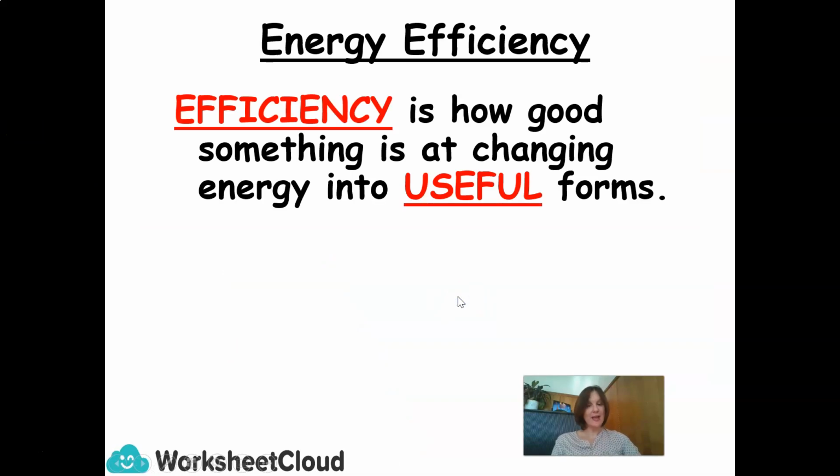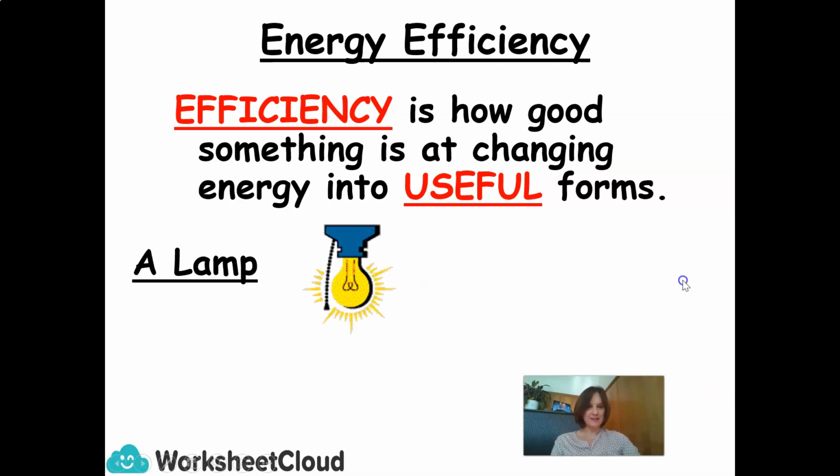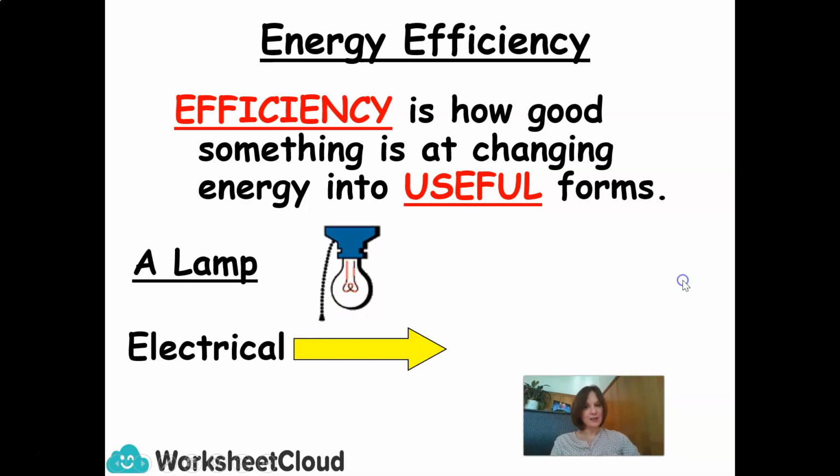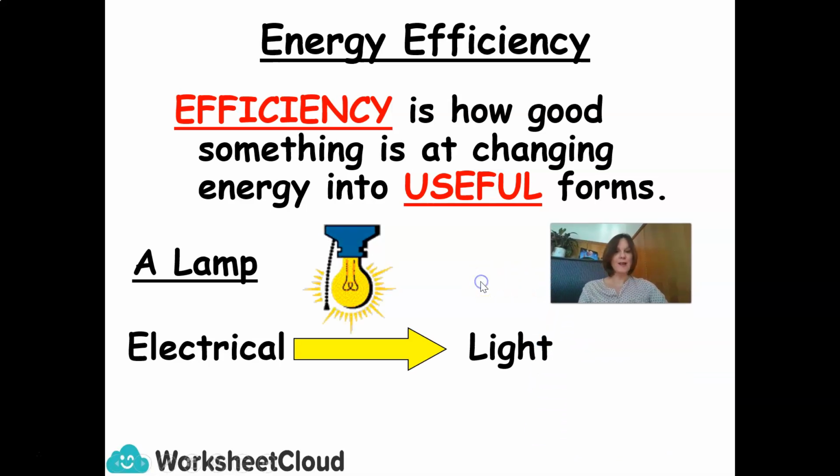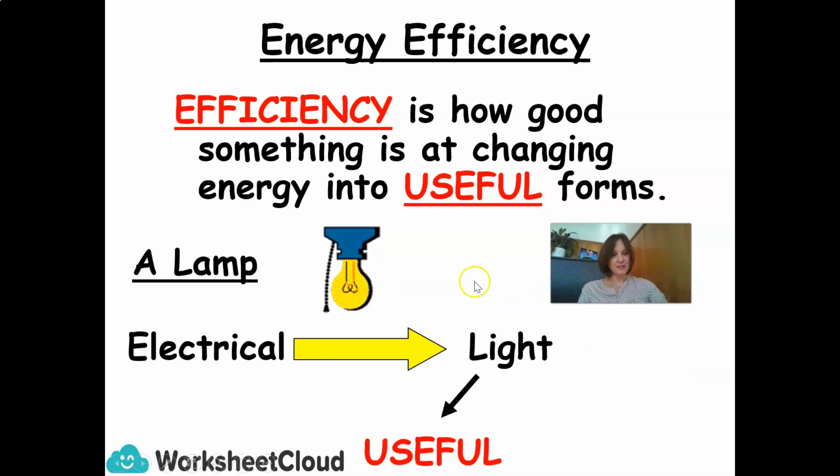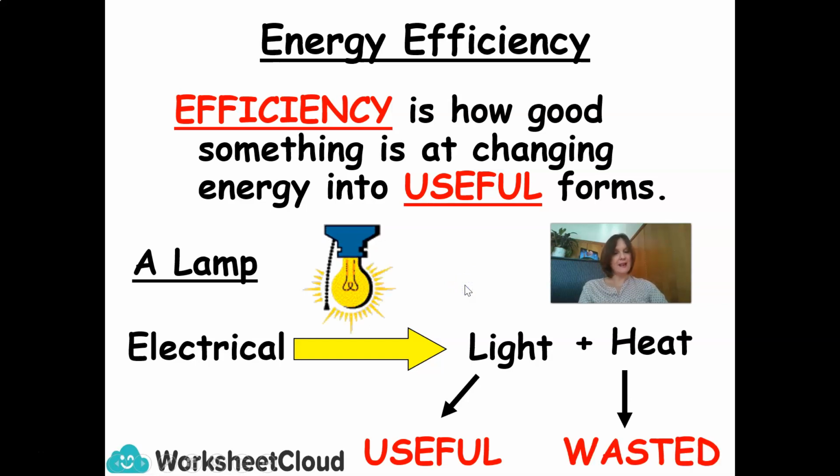Let's take a greater look at energy efficiency. So efficiency is how good something is at changing energy into useful things. For example, we have a lamp, and what does a lamp give us? It is electrical energy that is converted into light energy, correct? The light energy that it gives us is very useful and it serves its purpose. But the heat energy that it gives us from the lamp is wasted and not 100% necessary.